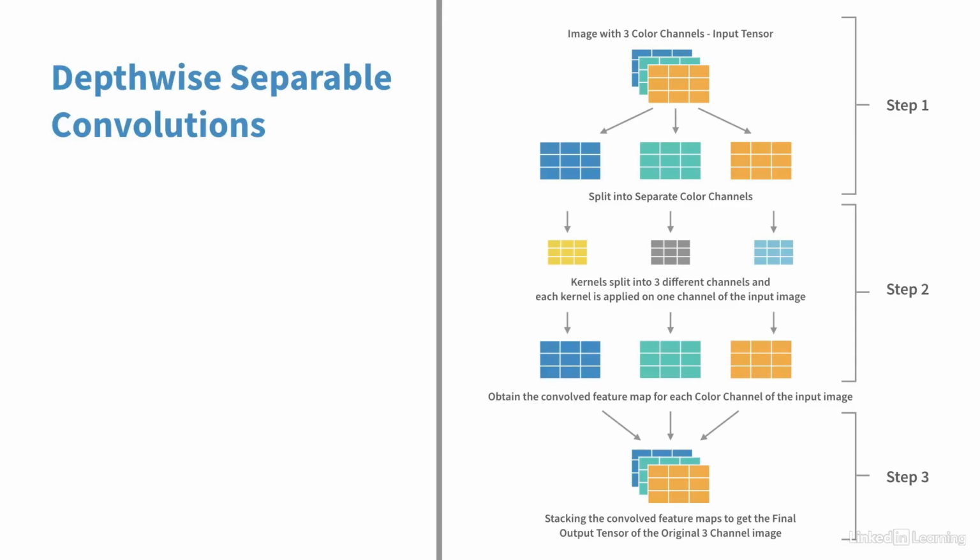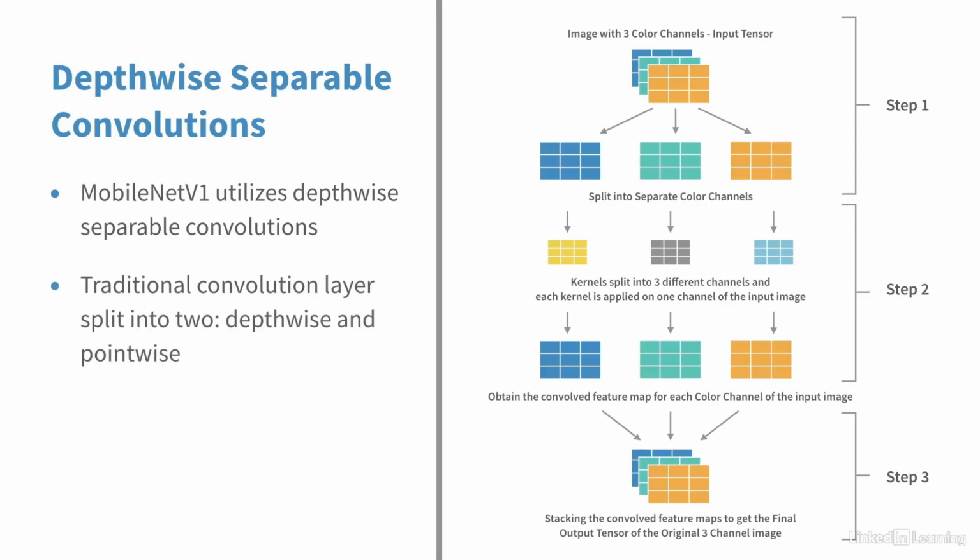One of the key architectural innovations of MobileNet v1 is the use of depth-wise separable convolutions. These convolutions break down the traditional convolutional layer into two distinct layers, a depth-wise convolution layer and a point-wise convolution layer that's 1 by 1 in size. This approach reduces the number of parameters required for the model, making it more computationally efficient while retaining its accuracy.